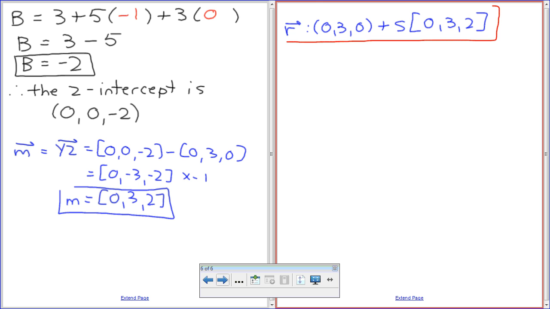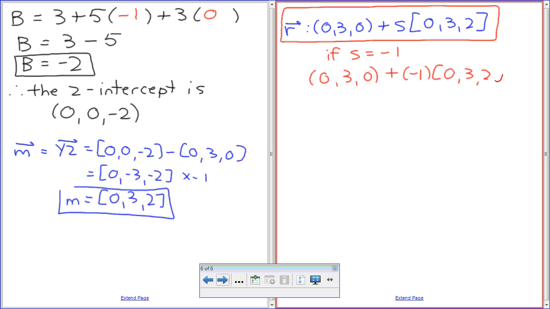Now, you want to see something neat? I'm a math teacher, I think it's neat, okay? If I multiply s by negative 1, if I just say s equals negative 1, what's my point? It becomes the other one. Okay. It's not really a wow, but it's something that should work. You should be able to find a value that gives you the other point.